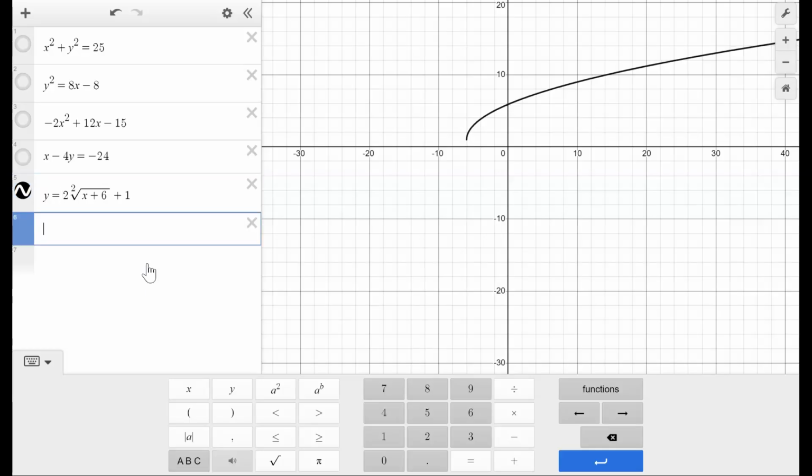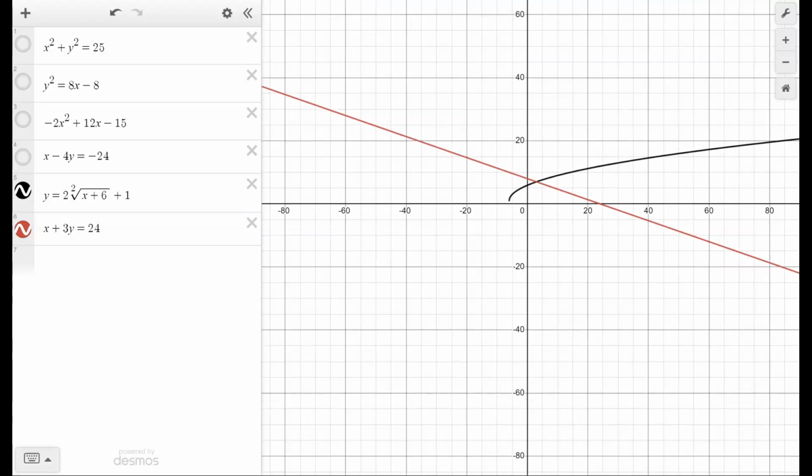Yep, that looks good. And then my other function that I'm comparing it with is a linear function, x plus 3y equals 24. So notice here that we have the square root function that does that curve here. And then we have a linear equation. So we're going to see that they actually have an intersect there. It's only one and it's at 3, 7. So let's go ahead and fill this in.